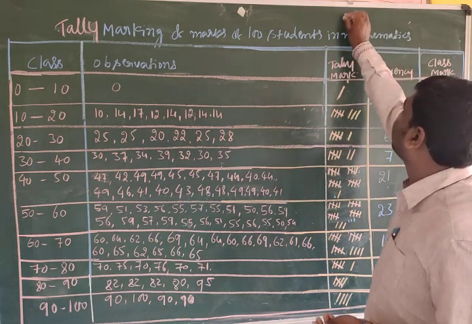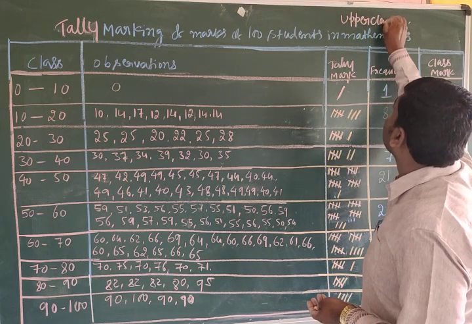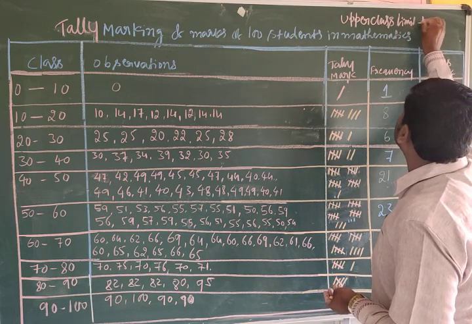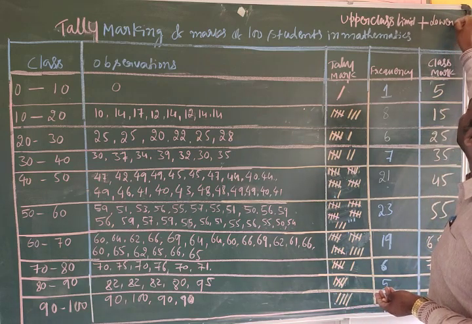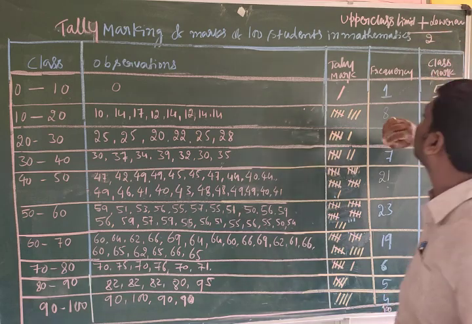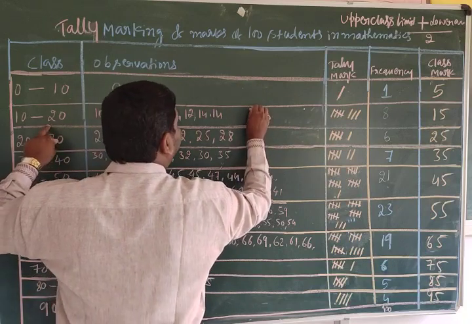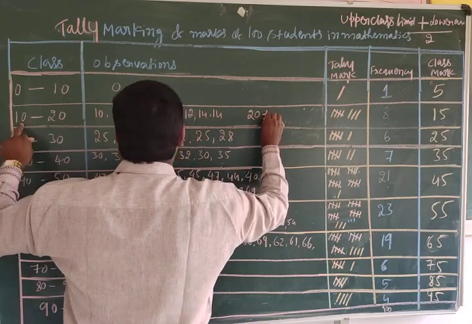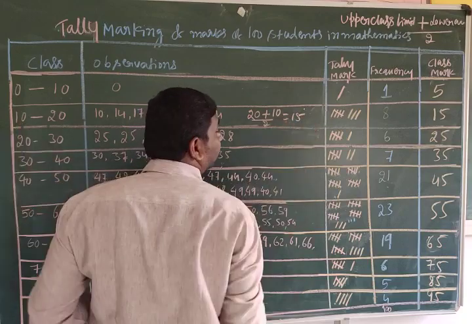See the formula to calculate that one. Upper class limit plus lower class limit divided by 2. For example, this 15th one, see here you have to observe, upper class is 20 plus lower class is 10 divided by 2, it will come 15.